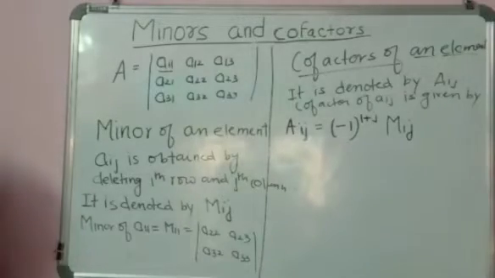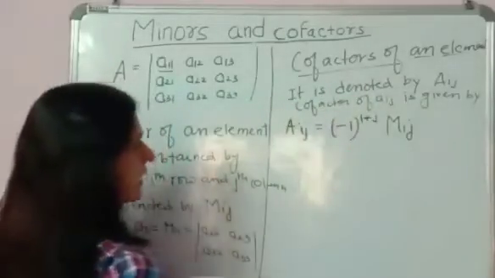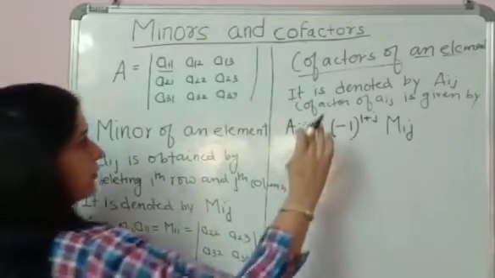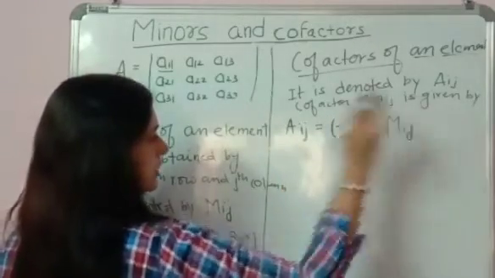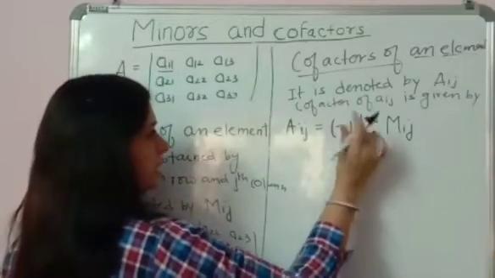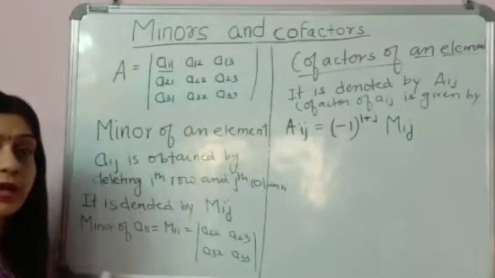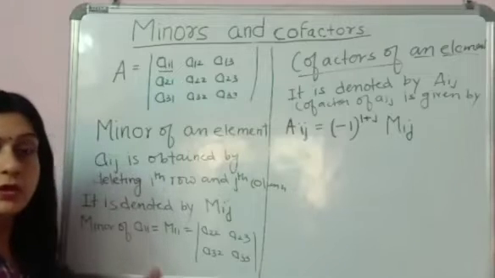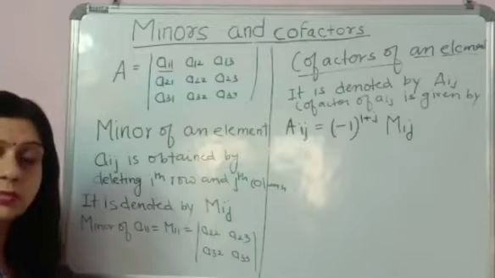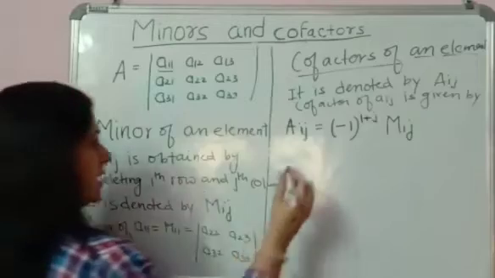Now let us come to cofactor. The cofactor of an element is denoted by capital Aij. The cofactor of any element Aij is given by Aij equals -1 power i plus j into its minor. So if you want to find the cofactor of any given element, you first find its minor and then multiply it with -1 power i plus j. Now let us take an example.